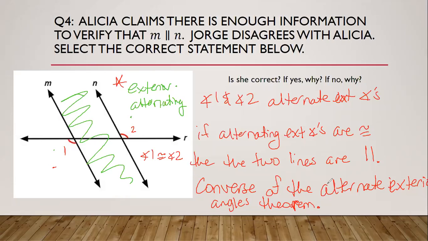Okay. So if the angles are congruent, then it also does the opposite, the lines are parallel. If the lines are parallel, then the angles are congruent. If the angles are congruent, then the lines are parallel. So they go back and forth. They do go back and forth.